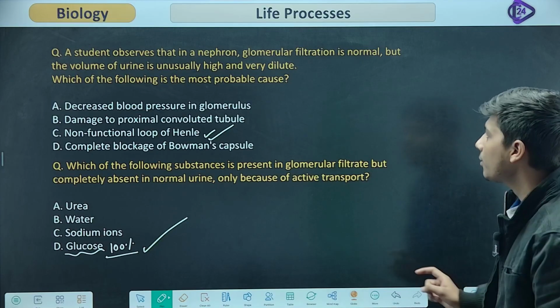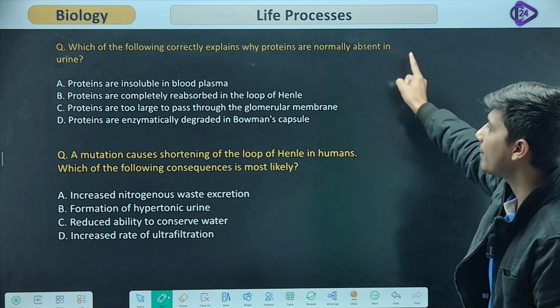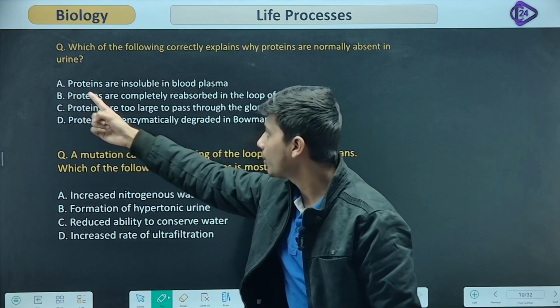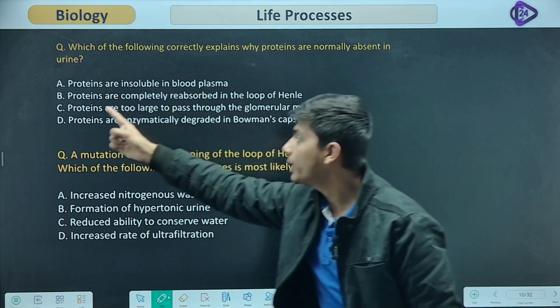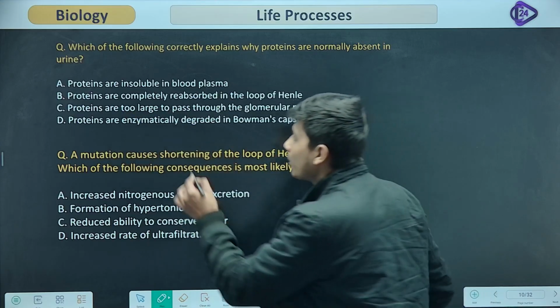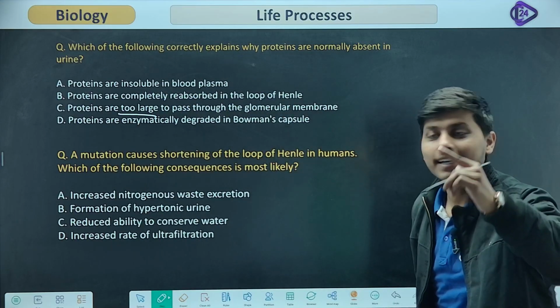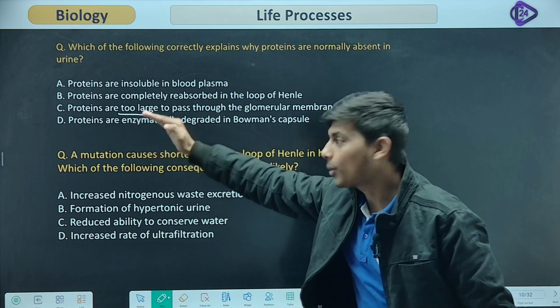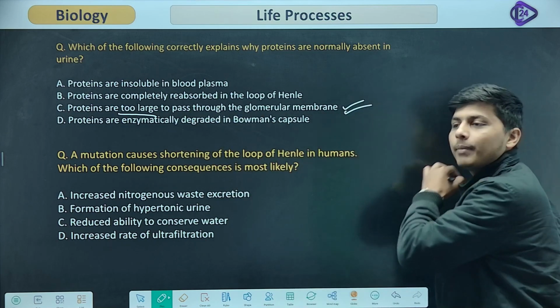Let us come to another question. Which of the following correctly explains why proteins are normally absent in urine? Proteins are insoluble in plasma? Proteins are completely reabsorbed? Proteins are too large. I said only small molecules get filtered out. Proteins do not get filtered out because they are too large to pass through the glomerular membrane.